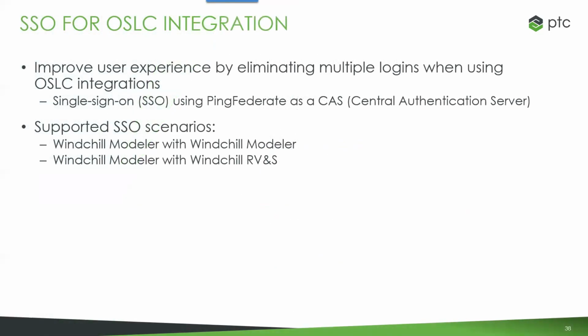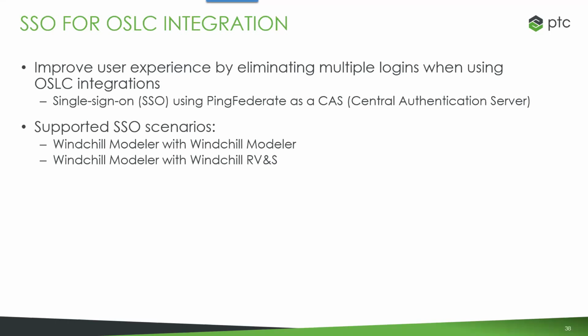Okay, let's talk about OSLC. So we have a single sign-on capability from Modeler 9.4, which works with the scenarios Modeler to Modeler. So if there's two instances of Windchill Modeler, they can connect to each other using single sign-on. Similarly with Windchill Modeler, with Windchill RVNS, and that works in both directions. So the RVNS user connecting to Modeler will benefit from single sign-on, and the Modeler user connecting to RVNS.